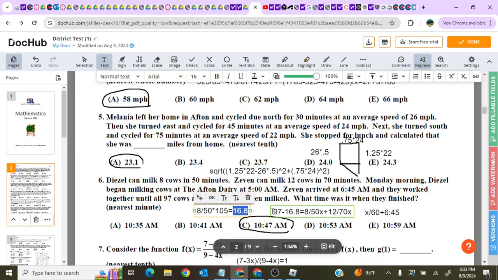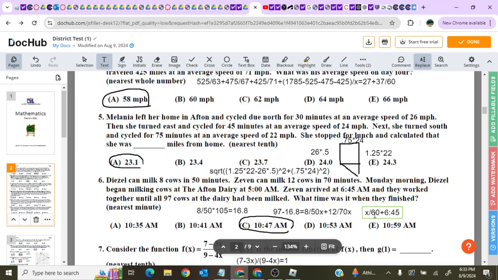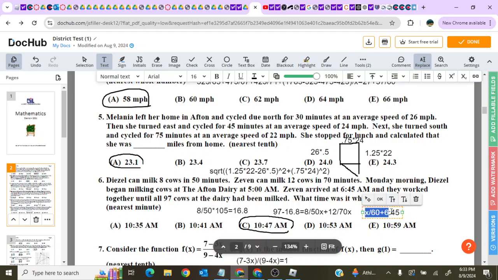Now they work together to milk the remaining ones, so subtract the 97 cows by that number, and then do the rates multiplied by your unknown time. So 8 cows over 50 minutes times an unknown number of minutes, and then 12 cows over 70 minutes times an unknown number of minutes. Do that, divide by 60 to convert to hours, and then add it to 6:45, and you'll get a time of 10:47 a.m.